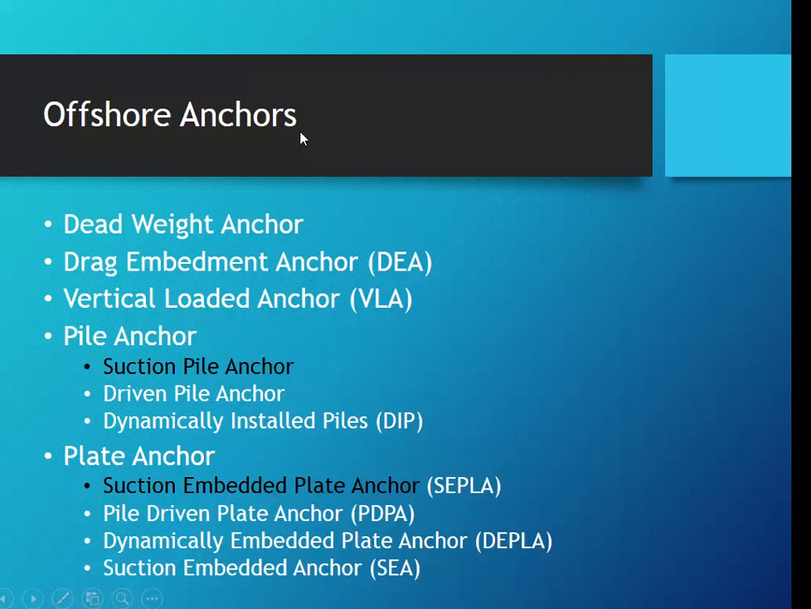These systems are part of the offshore structure. In my study, I studied two types of anchor generally used for floating offshore structures. Some anchors are used to hold ships or systems for extracting oil and gas platforms. These are the anchors: dead weight anchor, drag embedded anchor, vertical loaded anchor, pile anchor and plate anchor. In this study I analysed the suction pile anchor and the suction embedded plate anchor.